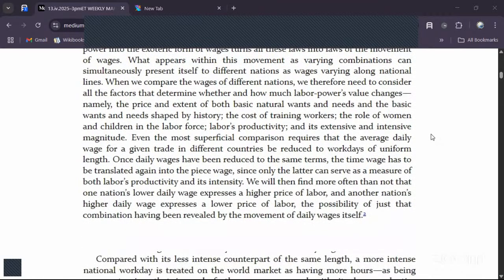Even the most superficial comparison requires that the average daily wage for a given trade in different countries be reduced to workdays of uniform length.